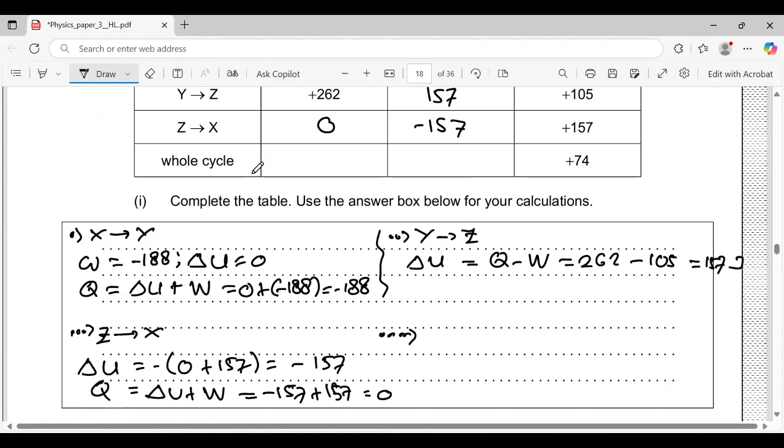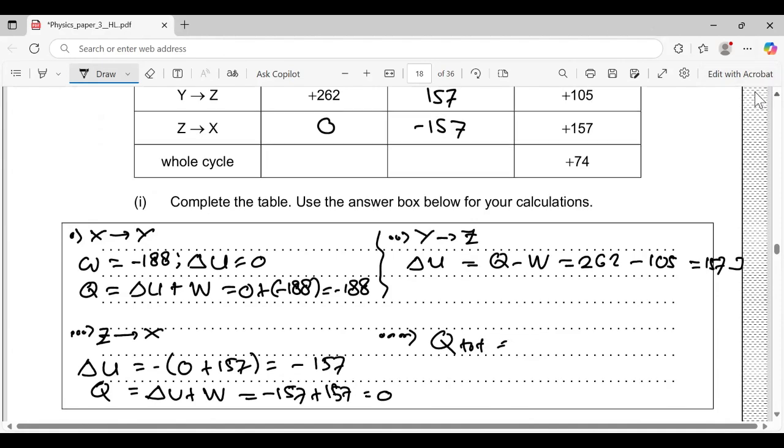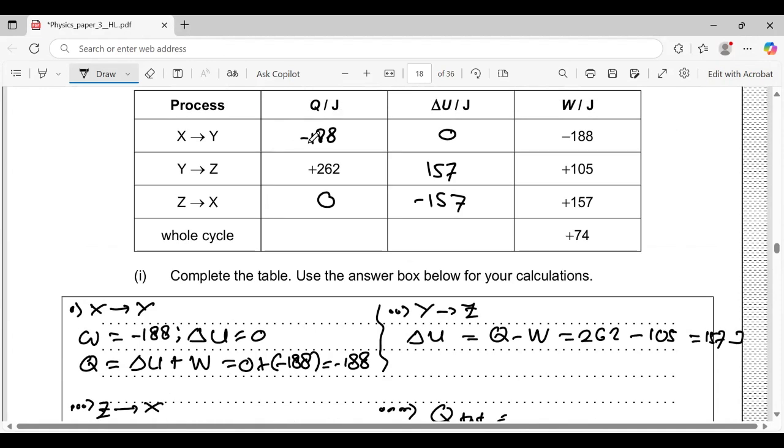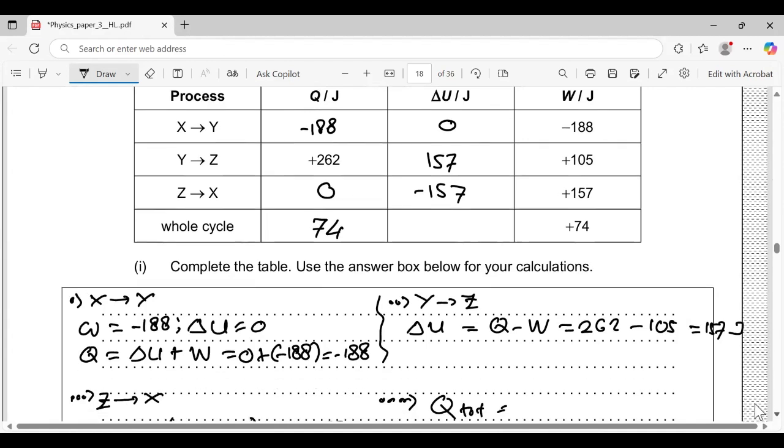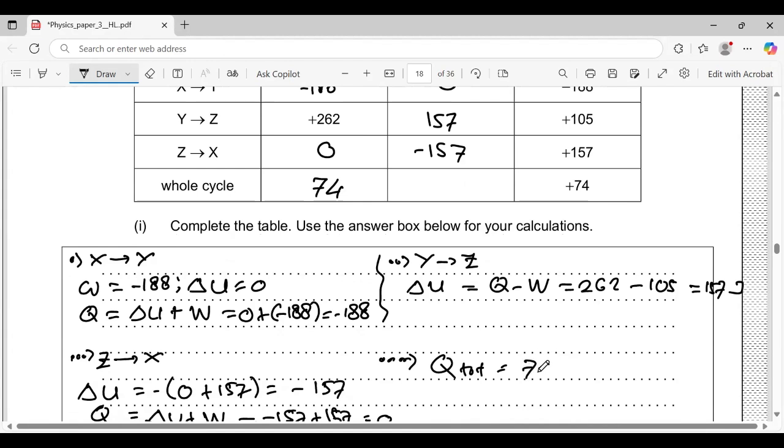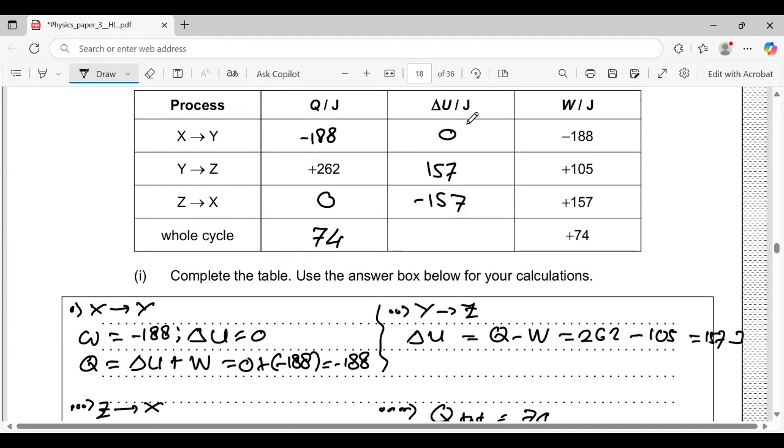And the fourth is the whole cycle. Q total is minus 188 plus 262 plus 0, which is 74. And after that, total delta U, 0 plus 157 minus 157 equals 0. Complete. Next question.